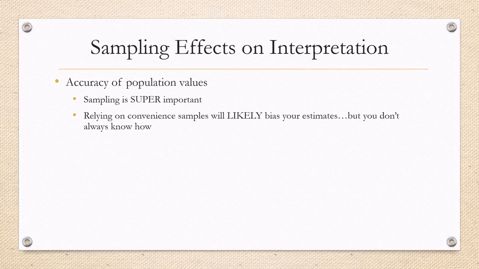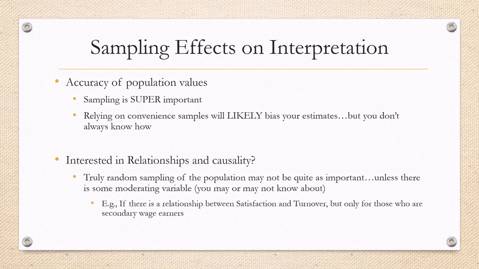Relying on convenient samples will likely bias your estimates, but you don't always know how. And when you try to do random sampling and you offer people to be in a study, but not everyone agrees to participate, you start getting bias in those samples.